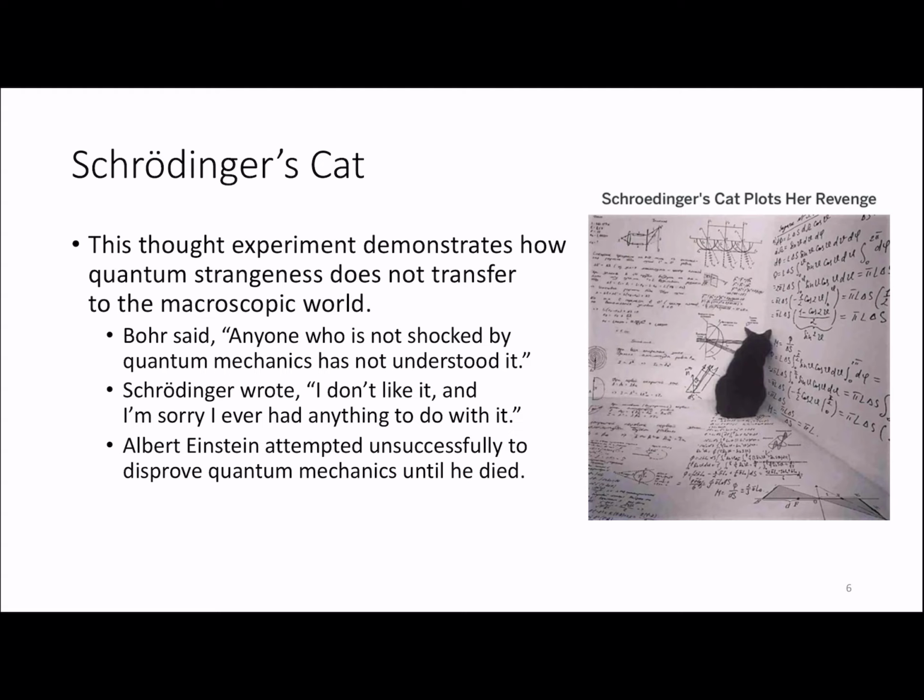Now, Schrodinger came up with this thought experiment to demonstrate how quantum strangeness doesn't transfer to the macroscopic world. He was actually trying to discredit quantum mechanics, even though he was one of the founders of it. And today, the most modern and most commonly used interpretation of quantum mechanics says that actually Schrodinger's thought experiment, the cat, that actually could happen.